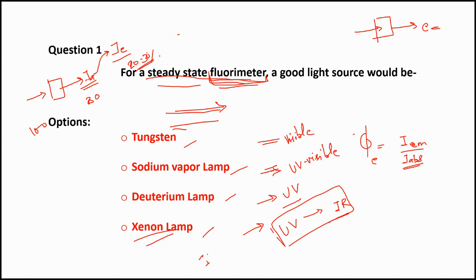So what are the two things we need? The first one is intensity should be high. The second thing is it should emit a long range. If it emits such a long range, we need not use two or more lamps for one single instrument. So in all, our appropriate answer would be the xenon lamp.